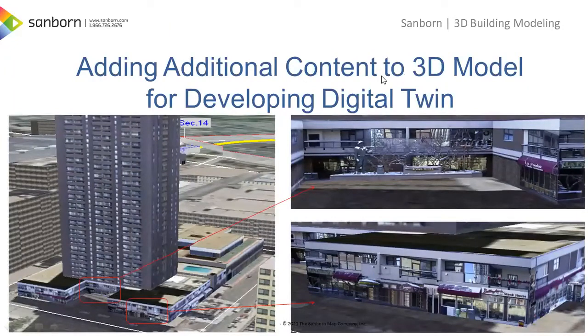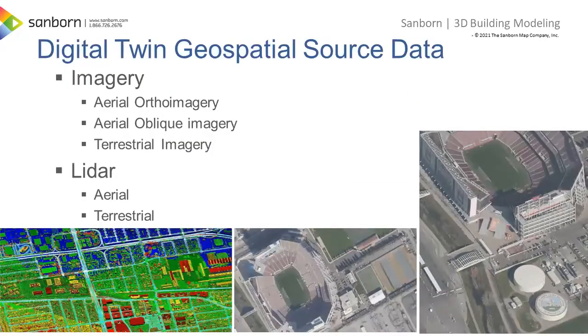So we have the 3D model. Now I'm going to talk a little bit about adding content to the 3D model to continue to develop this digital twin, now that we've gone through the explanation of what a twin is. So typically, a lot of source data would come from imagery or LiDAR, either aerial or terrestrial.